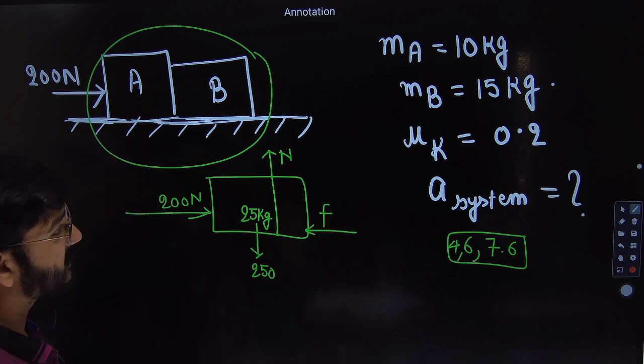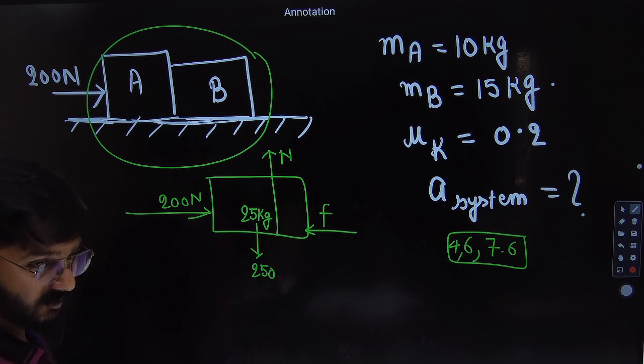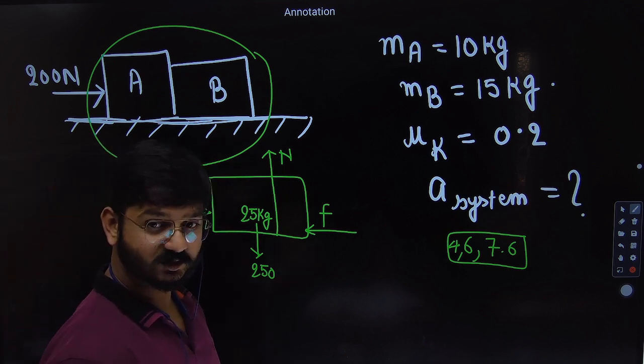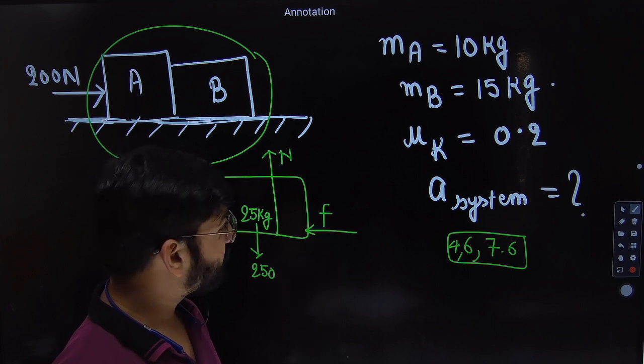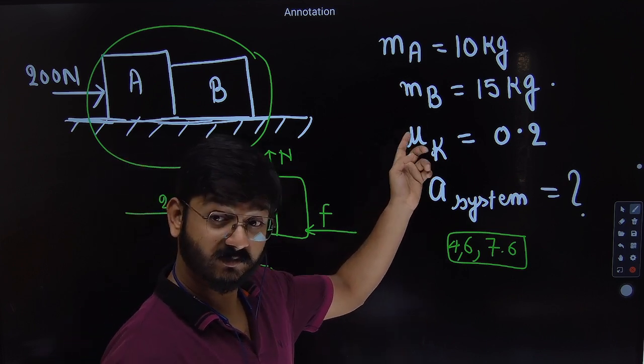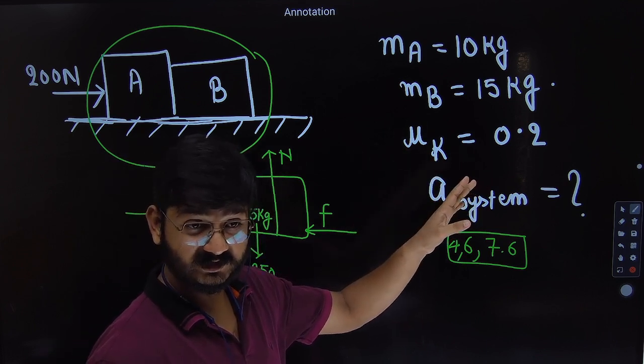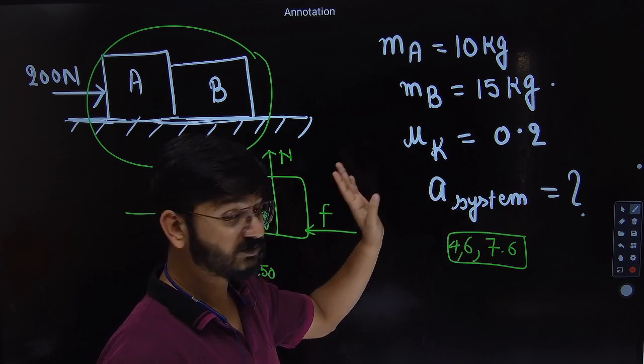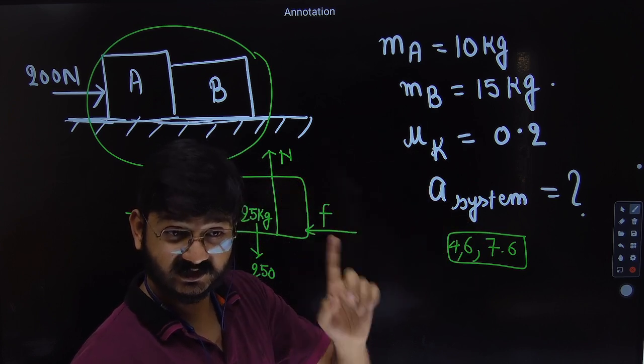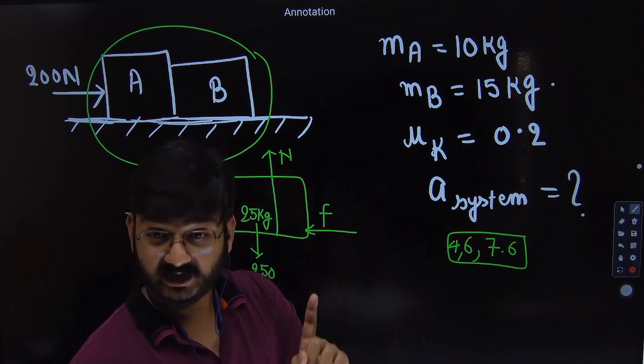Since they're asking acceleration, it means the object is moving. So by default, it has to be kinetic friction. Sometimes they intentionally give mu s and mu k both. So you need to understand that if the object is moving, you have to use mu k. If the object is at rest, then you have to use mu s.